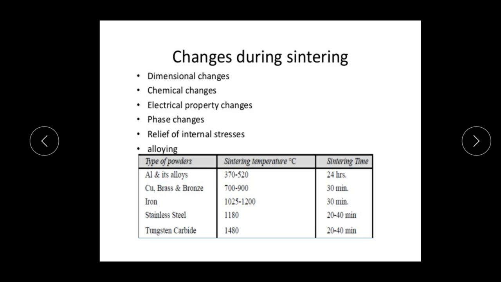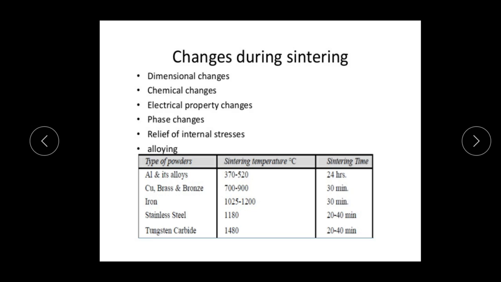The sintering temperature is around 700 to 900 degrees Celsius, and the sintering time is around 30 minutes. Third example is iron. Sintering temperature around 1025 to 1200 degrees Celsius, and sintering time is around 30 minutes. And the next example is stainless steel.